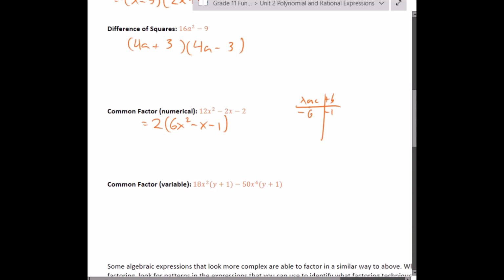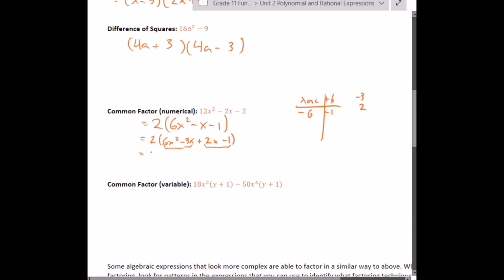So two numbers that multiply to -6, you would probably do 1 and 6, but 1 and 6 won't really add to -1. So it's more likely to be 2 and 3, with one being negative. In this case, it's going to be -3 and +2, because -3 plus 2 is -1. So this now gives us 2 times 6x squared minus 3x plus 2x minus 1.